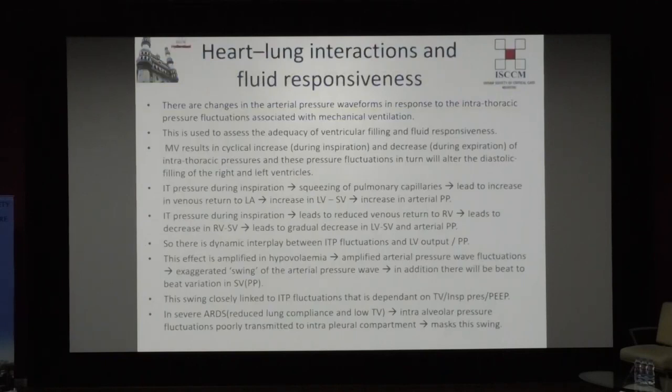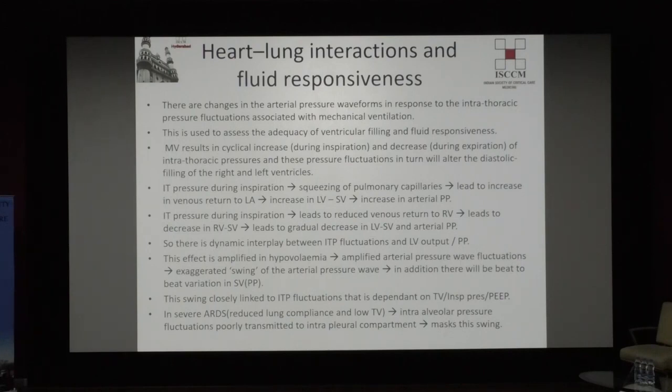Now, in heart-lung interactions, there are changes in the arterial pressure waveforms in response to intrathoracic pressure fluctuations associated with mechanical ventilation. This is used to assess the adequacy of ventricular filling and fluid responsiveness. Mechanical ventilation results in a cyclical increase during inspiration, and decrease during expiration, of the intrathoracic pressures, and these pressure fluctuations in turn alter the diastolic filling of the right and left ventricles. Intrathoracic pressure during inspiration will squeeze the pulmonary capillaries, leading to more flow into the LA, which will lead to an increase in the LV systolic stroke volume, and that will increase the arterial pulse pressure.